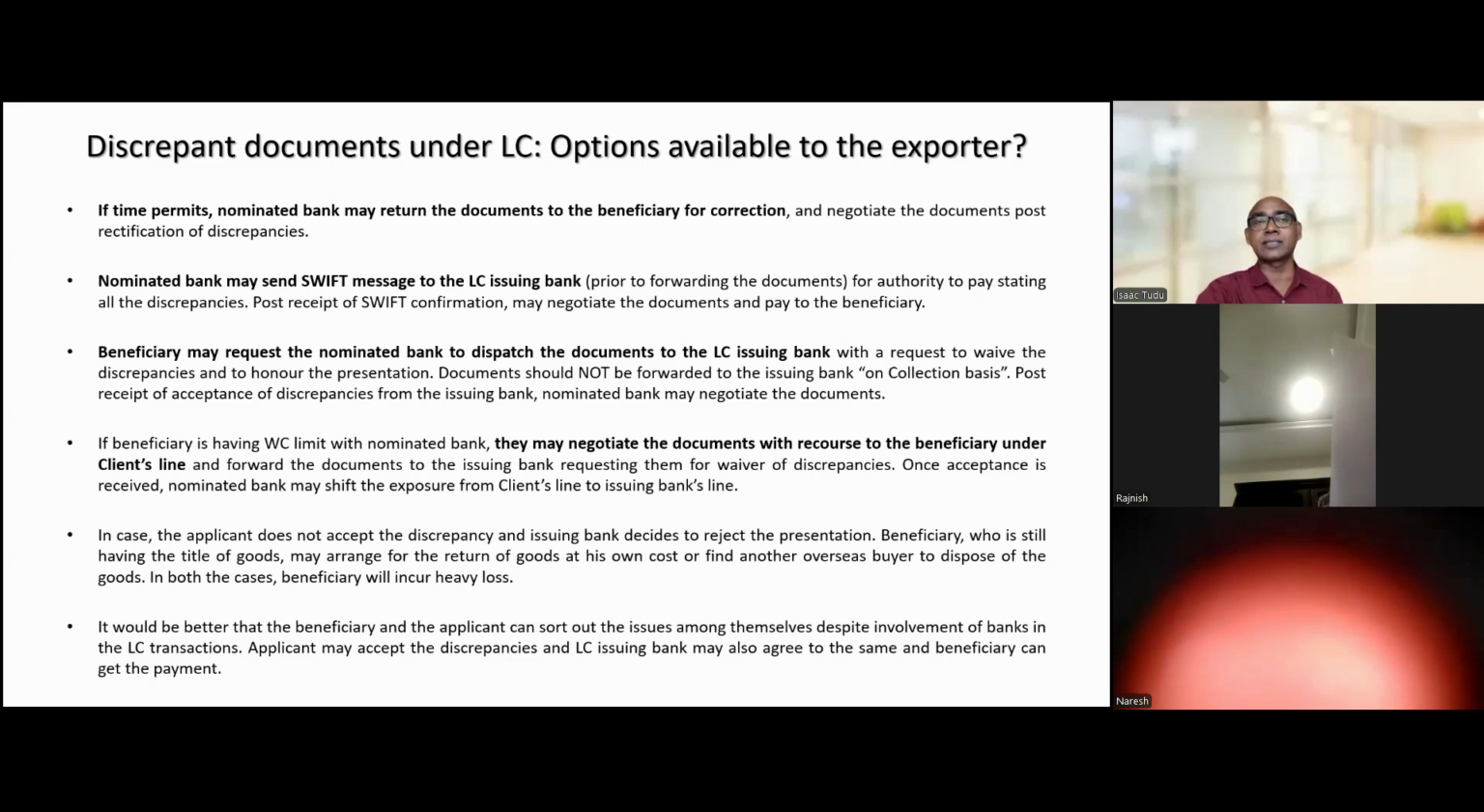The best thing I can suggest is that you talk to your applicant and get the issue resolved, so that the beneficiary can go to his bank saying that we are okay with all the discrepancies. Once the applicant says we are comfortable and agree to accept the discrepancies, usually, 99% of the time, the issuing bank will also agree to accept the discrepant document. So the applicant may accept the discrepancies, the issuing bank may also agree, and the beneficiary can get the payment. These are a few of the options I have jotted down.